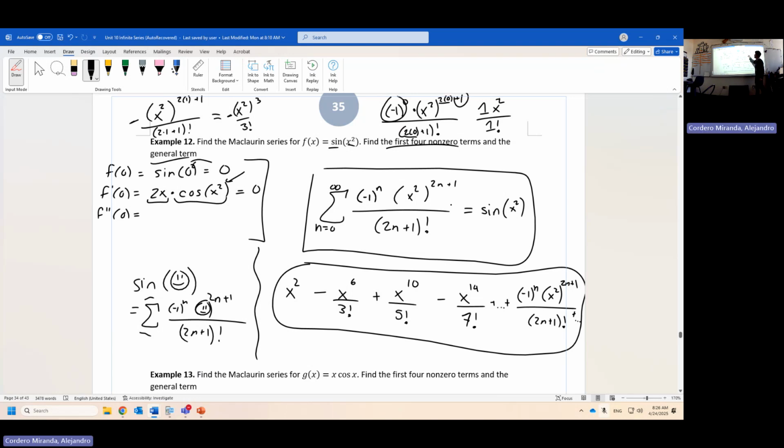If you wanted to simplify this from the start and do less thinking later, you could have multiplied those and gotten x to the 4n plus 2, and then there's less thinking that you have to do later when you're finding the first 4. Nice. Other questions? All right.